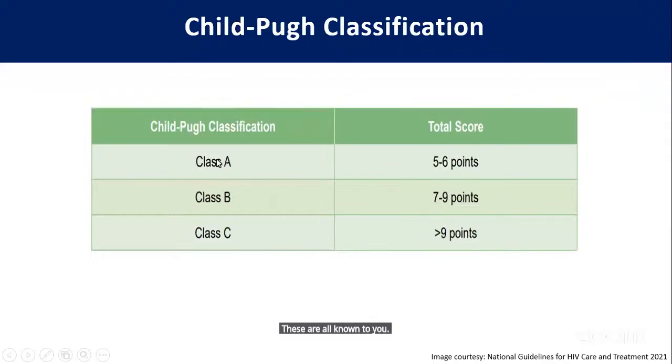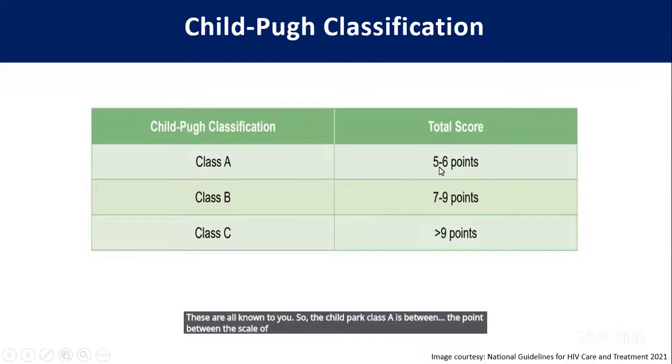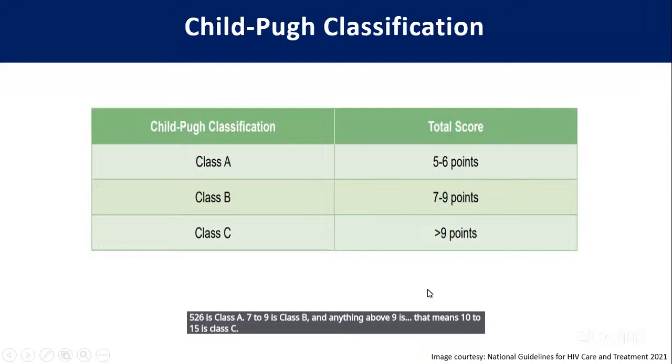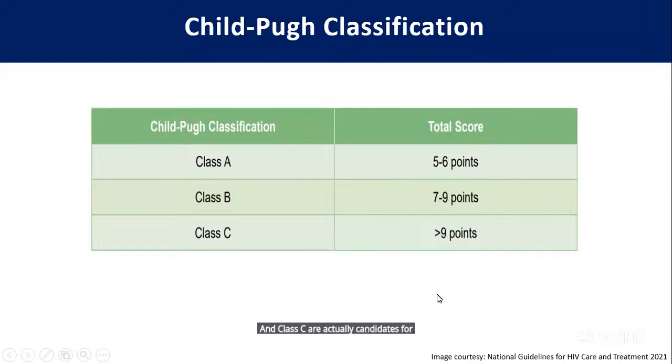These are all known to you. So the Child-Pugh score is on a scale of 5 to 15. 5 to 6 is class A, 7 to 9 is class B, and anything above 9, that means 10 to 15, is class C. And class C are actually candidates for liver transplant.